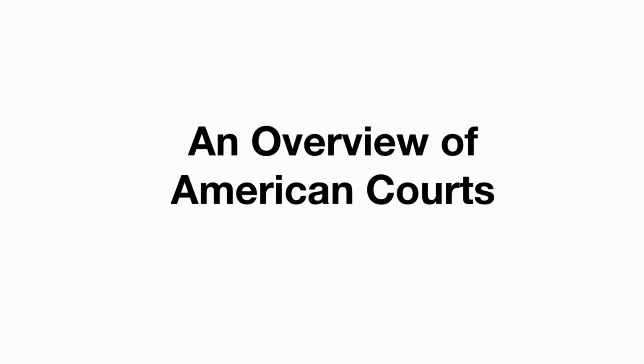So let's jump right into the U.S. court system with an overview of U.S. courts. We have a dual court system consisting of state courts and federal courts. Geographically, their jurisdictions overlap, but each one has its own type of cases that it can handle.